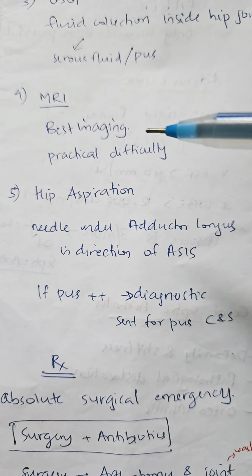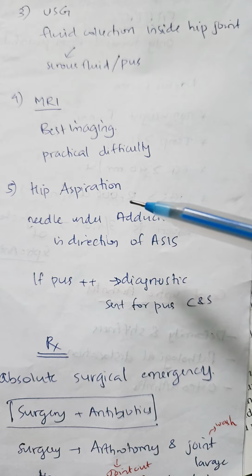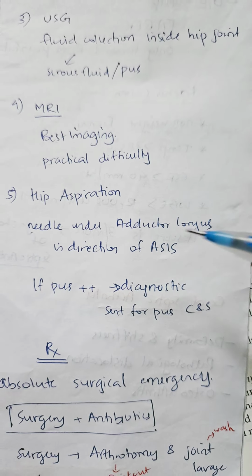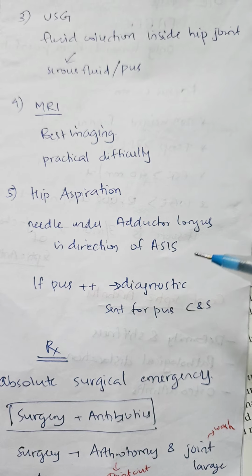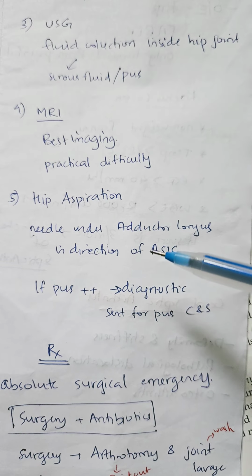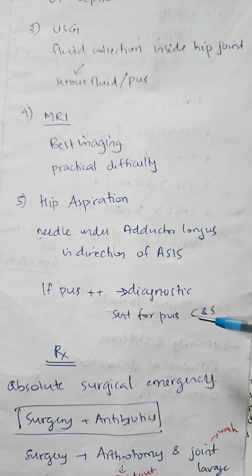MRI is the best imaging, but there is some practical difficulty of doing MRI in a child. Then hip aspiration. So first you will put a needle under the adductor longus in the direction of the anterior superior iliac spine, and then you will be aspirating it. So if there is pus, it is diagnostic of septic arthritis, and you will be sending the pus for culture and sensitivity.